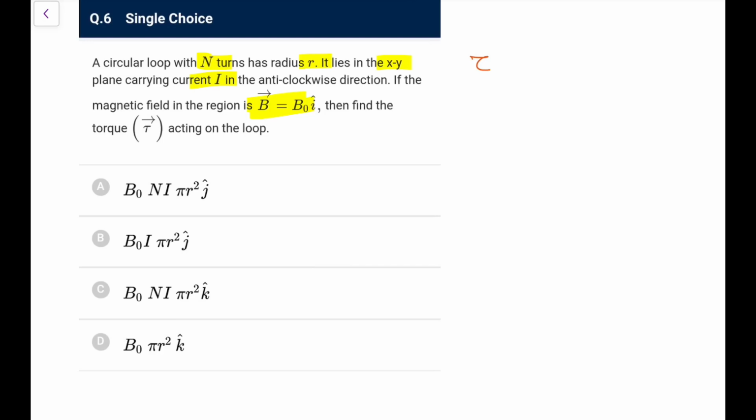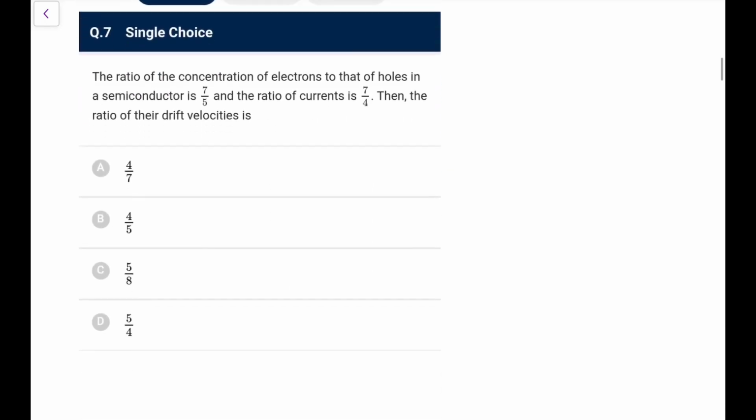So torque would be mu, as I said, it would be in z, that would be N I pi r square k cap, cross B naught i cap. So it is N I pi r square B naught, k cross i will give us j cap. So this is the answer I am getting. So looking at the options, it would be option A. Next.